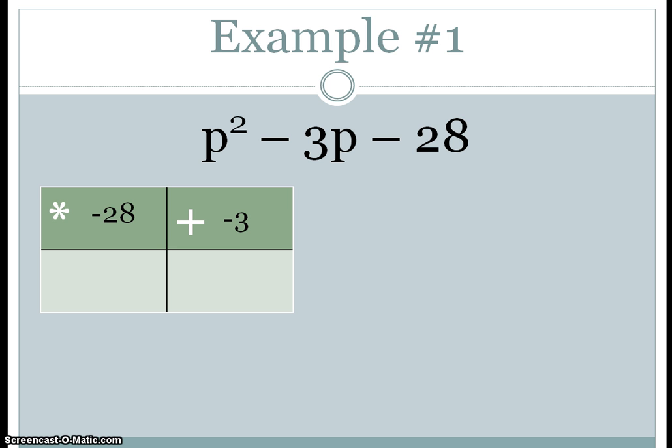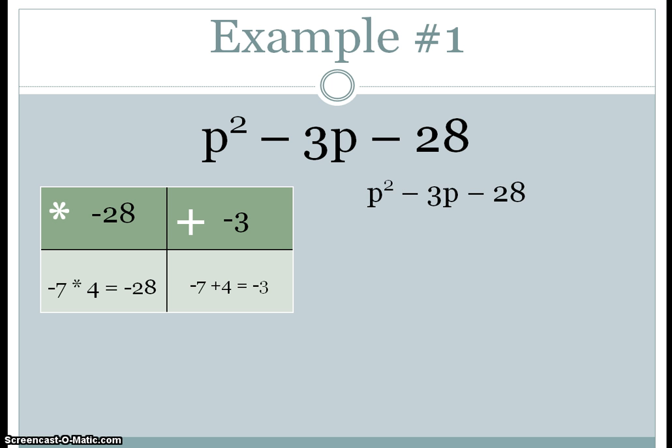So you're going to search for the two numbers that multiply to give you negative 28 and add up to negative 3. And in this specific equation, it's negative 7 and 4. Because negative 7 times 4 gives you that negative 28, and negative 7 plus 4 adds up to negative 3. So now what do we do with that?